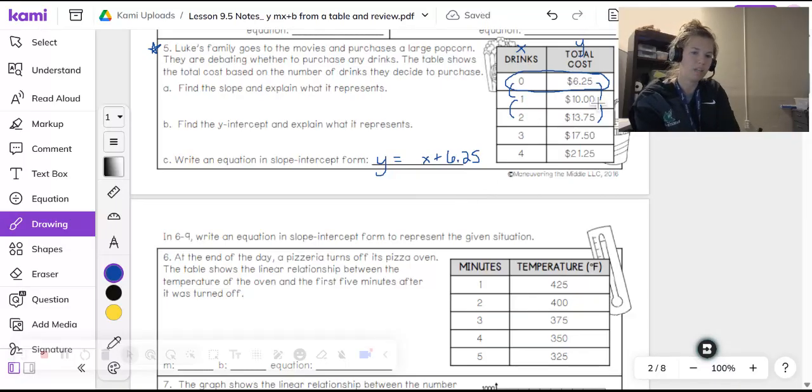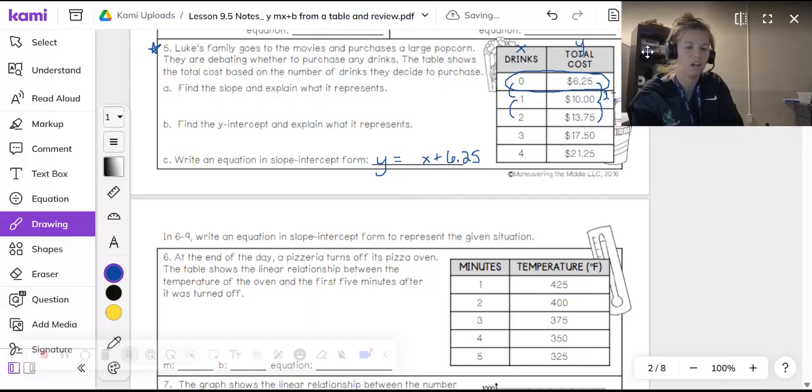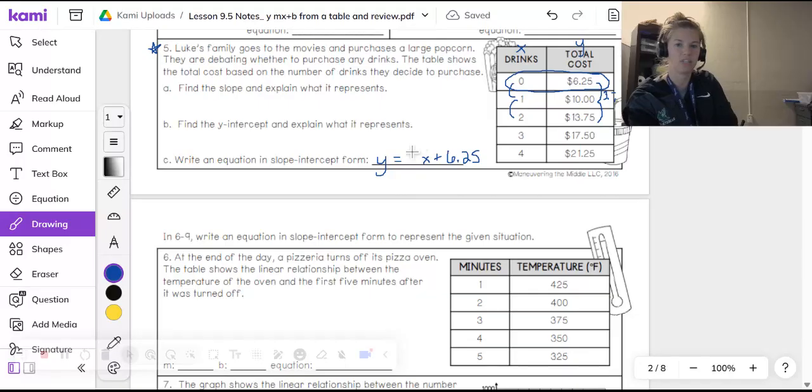And then my slope is going to be the change in y over the change in x. You can see the change in x is 1 each time. From $6.25 to $10, it increases by $3.75. And from 10 to 13.75 is $3.75. So that rate of change is 3.75, so that is your slope, 3.75 over 1.